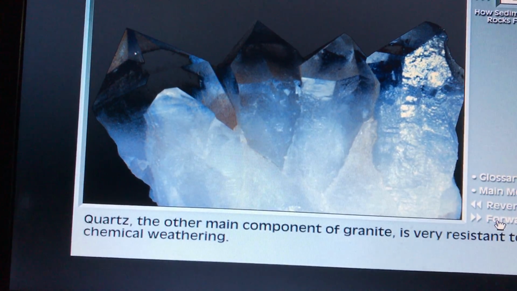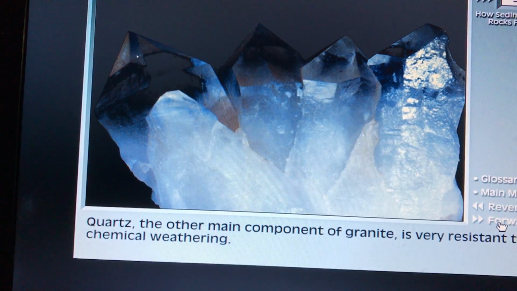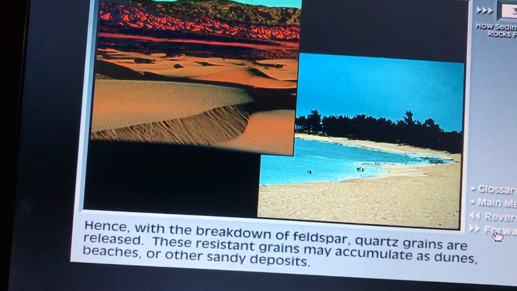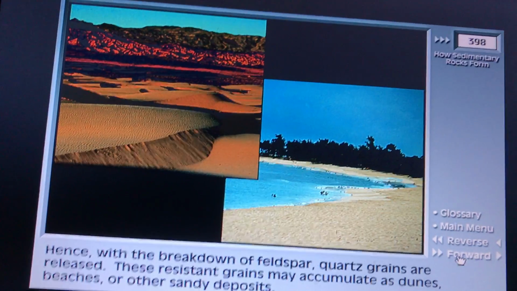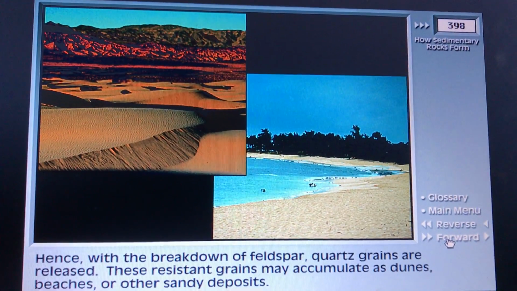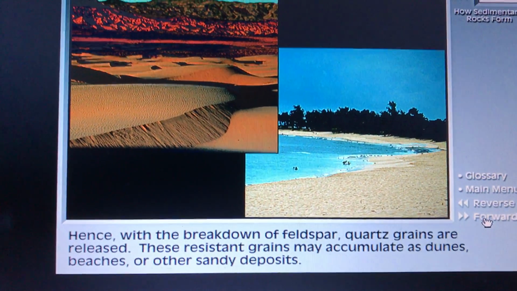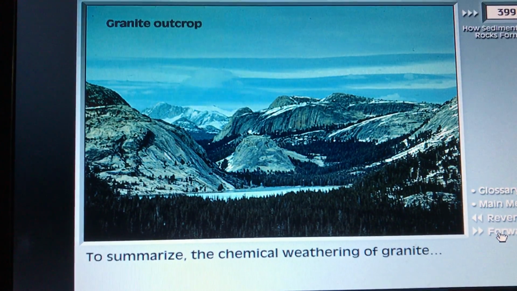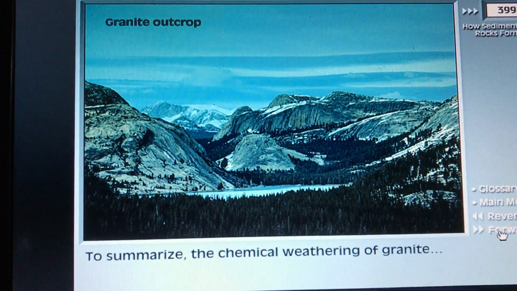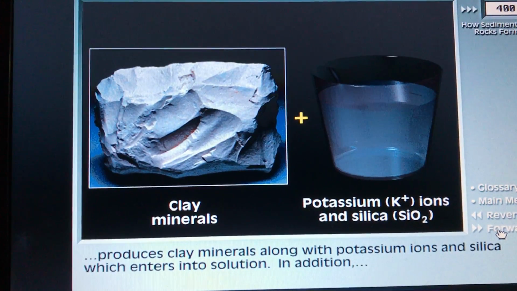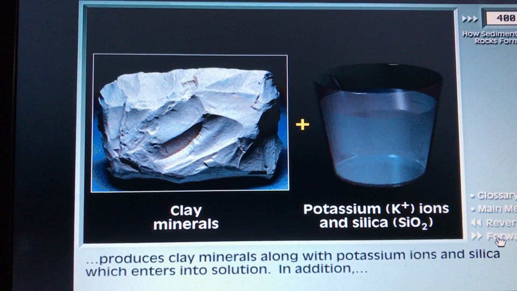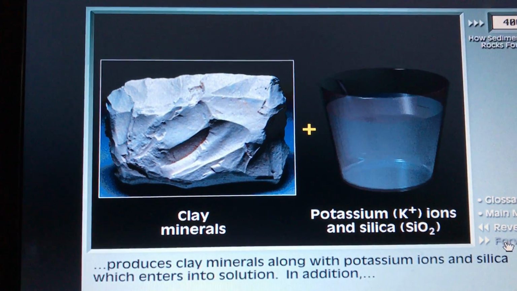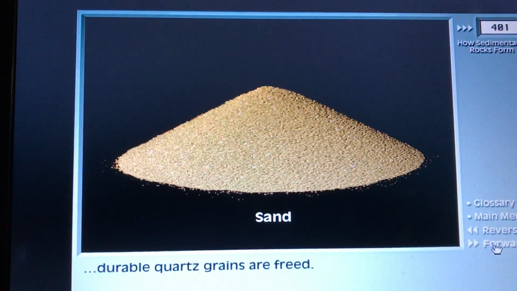Quartz, the other main component of granite, is very resistant to chemical weathering. Hence, with the breakdown of feldspar, quartz grains are released. These resistant grains may accumulate as dunes, beaches, or other sandy deposits. To summarize, the chemical weathering of granite produces clay minerals along with potassium ions and silica, which enters into solution. In addition, durable quartz grains are freed.